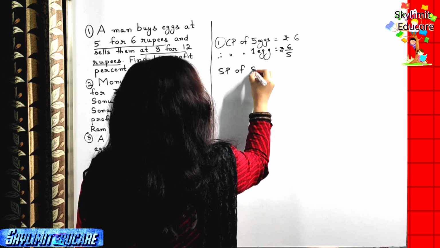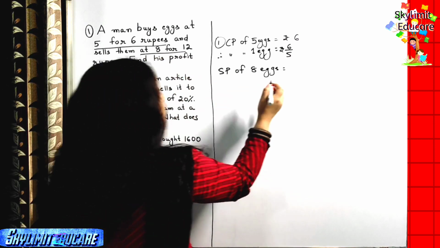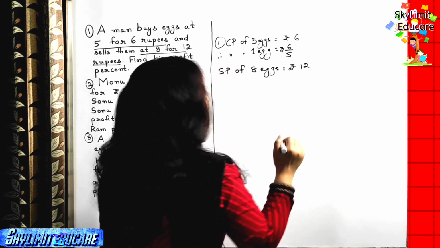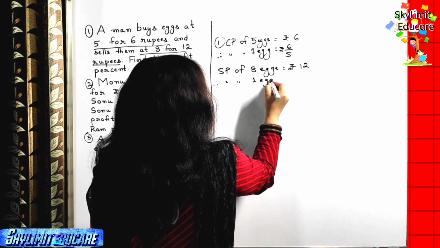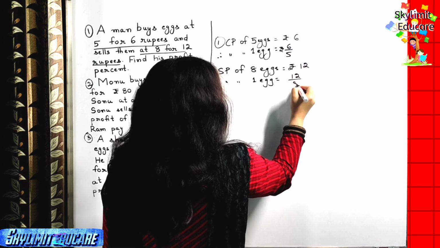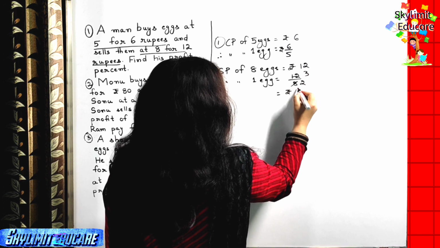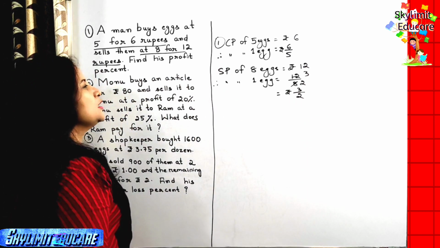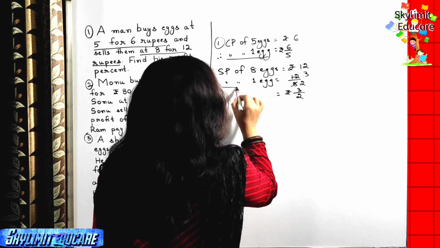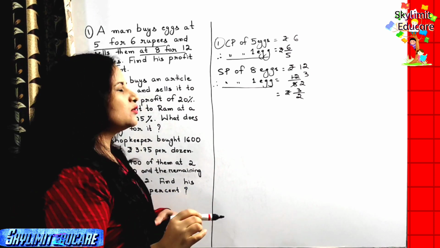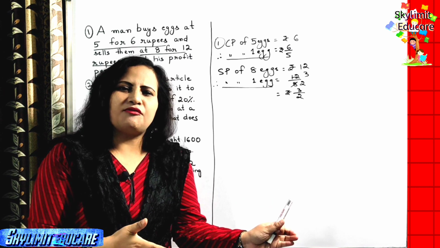SP of 8 eggs is rupees 12. So let us find out the SP of 1 egg. Therefore, SP of 1 egg will be 12 divided by 8. Okay, so let's cancel it now. 4 2s are 8, 4 3s are 12. So we got here rupees 3 by 2. Clear? So we have now found out the cost price of 1 egg and the selling price of 1 egg. So now, for an equal number of articles, we can compare the prices. That means we can compare whether it's profit or loss.